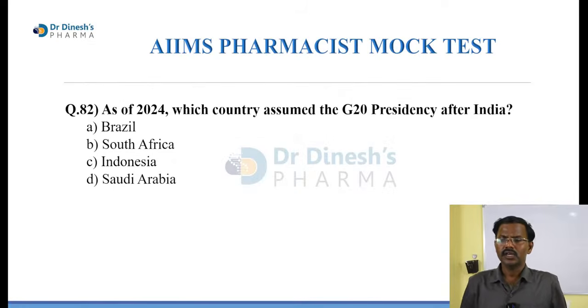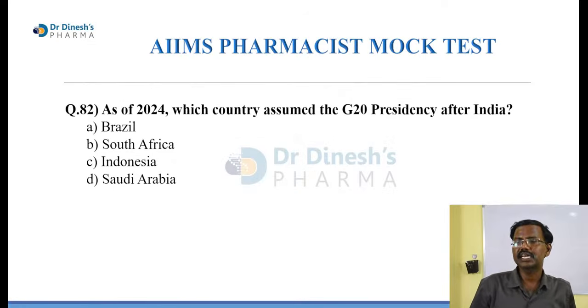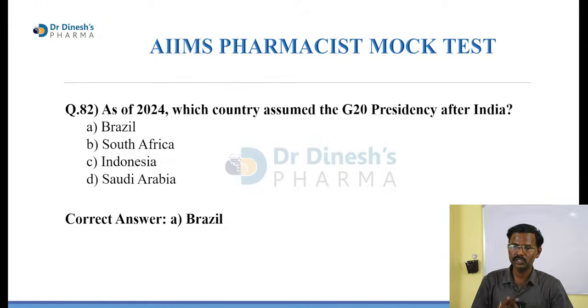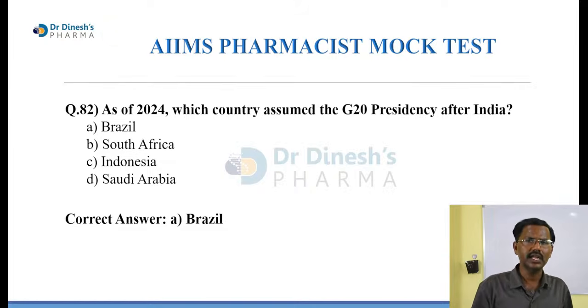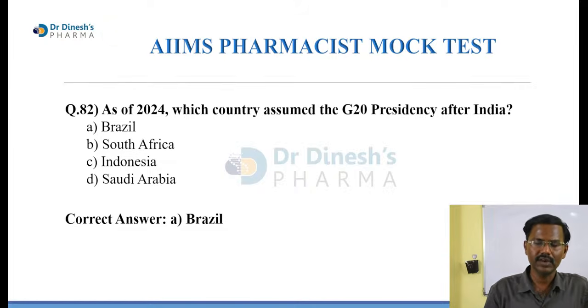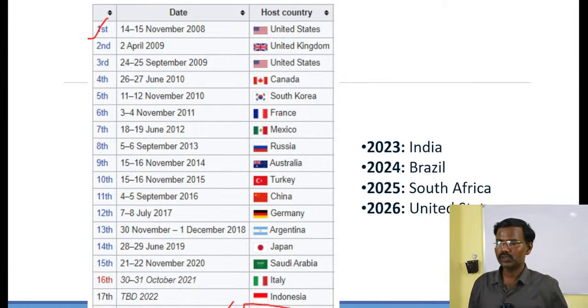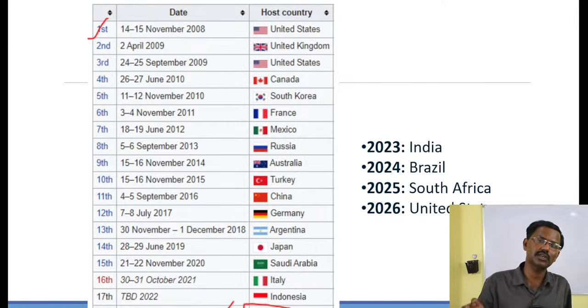Next. As of 2024, which country assumed the G20 presidency after India? India के बाद कौन सा country G20 की presidency लेगा? That is Brazil, right? Then after that South Africa, then the US. Currently South Africa holds the presidency. Then after South Africa, 2026 में US लेगा. G20 summit है, G20 countries होते हैं, and we are also part of that. We held the presidency in 2023. हमारे बाद ब्राजील ने लिया. Then उसके बाद South Africa अभी चल रहा है. Then उसके बाद US presidency लेगा.